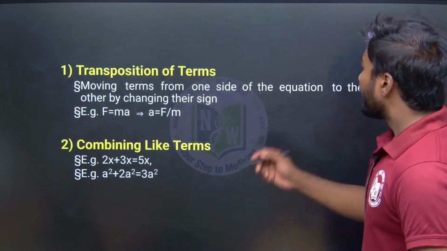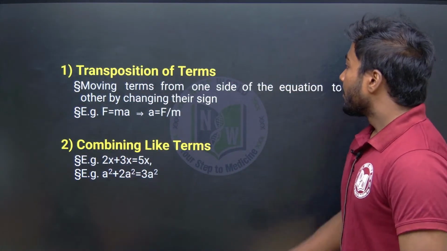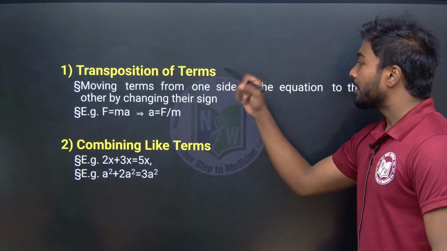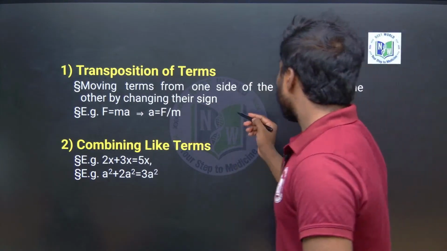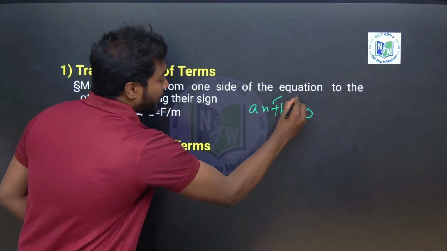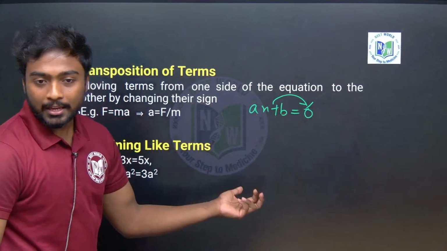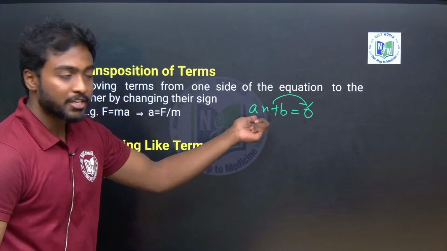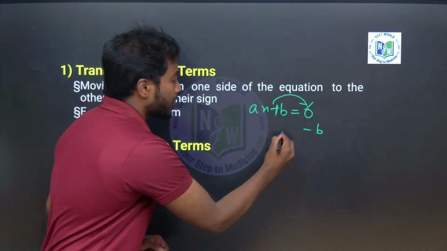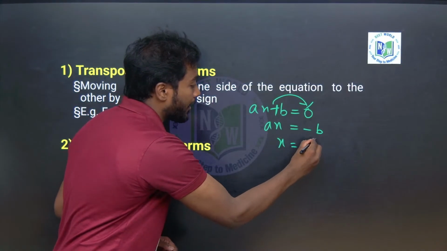Next, the first point, transposition of terms. This means moving a term from one side of the equation to the other side by changing its sign. We have seen ax plus b is equal to 0. When I move a term from one side to the other, the sign of the term will change. It is plus, so it will go as a minus. So, this is ax is equal to minus b, so x will be equal to minus b by a.